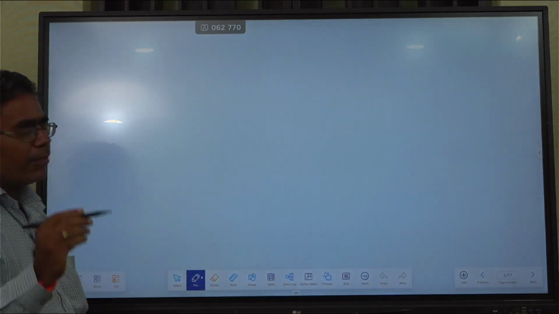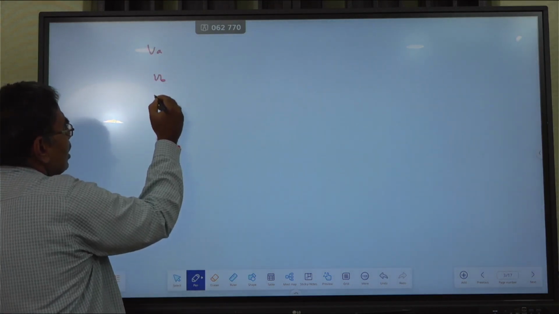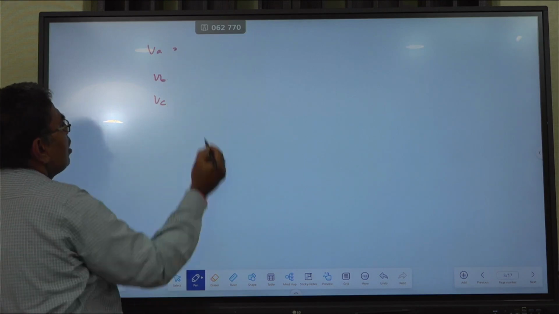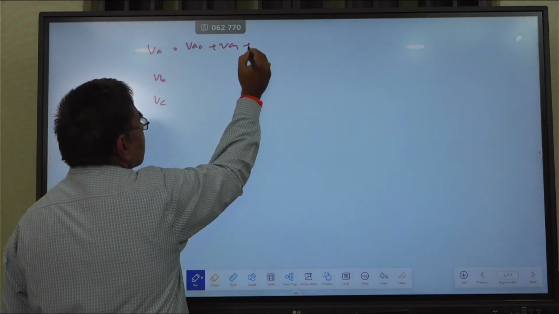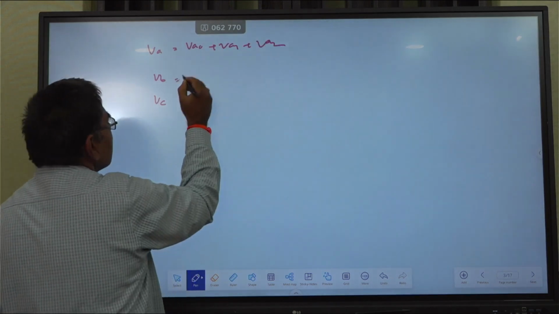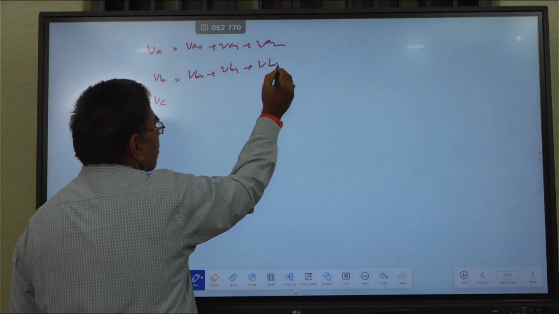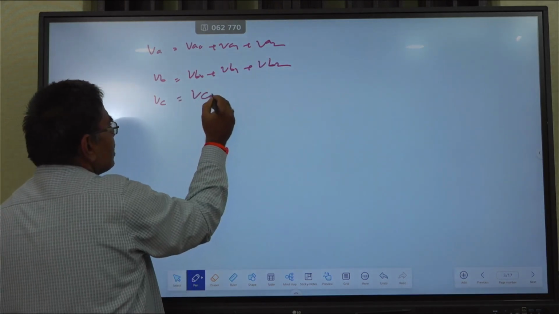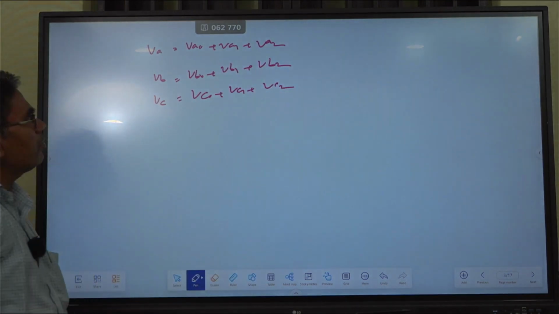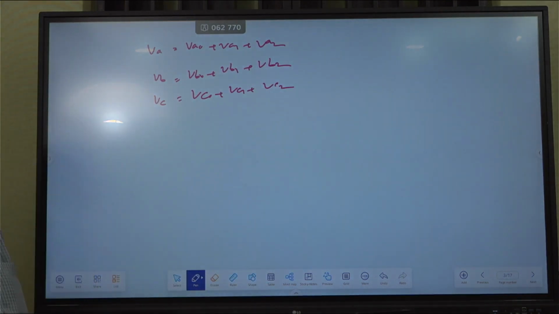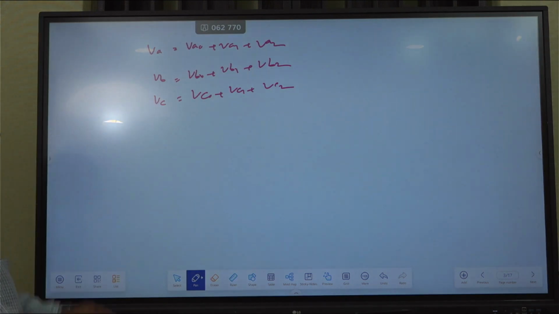Suppose the three unbalanced vectors VA, VB, VC are represented in terms of symmetrical components. VA is equal to VA0 plus VA1 plus VA2. VB is equal to VB0 plus VB1 plus VB2. VC is equal to VC0 plus VC1 plus VC2. Suppose phase A is taken as a reference.